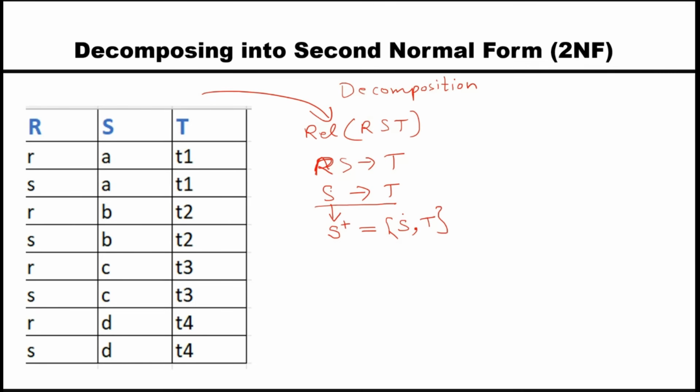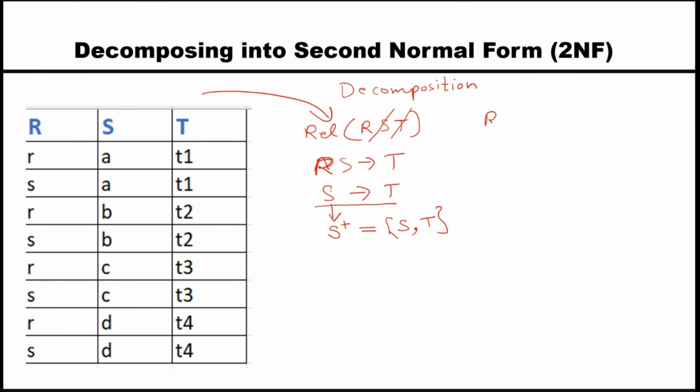Now from the main relation, you have to remove those attributes. So you have removed T and you have removed S, right? You have removed T and you have removed S.